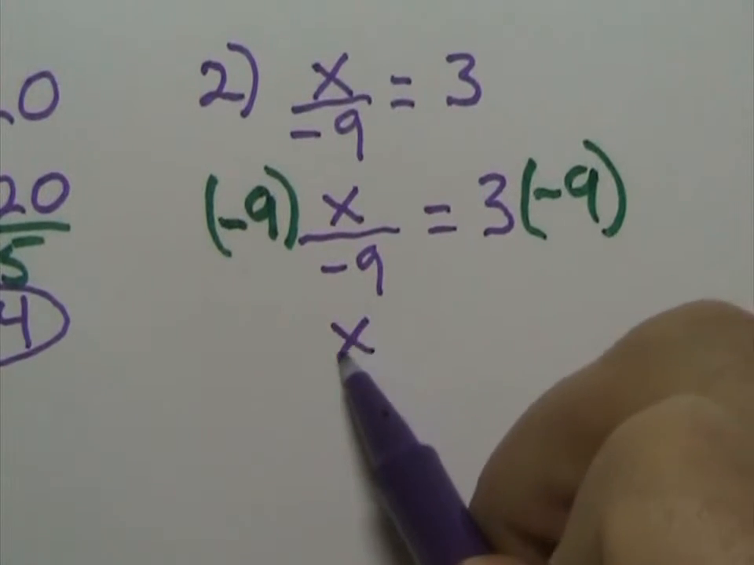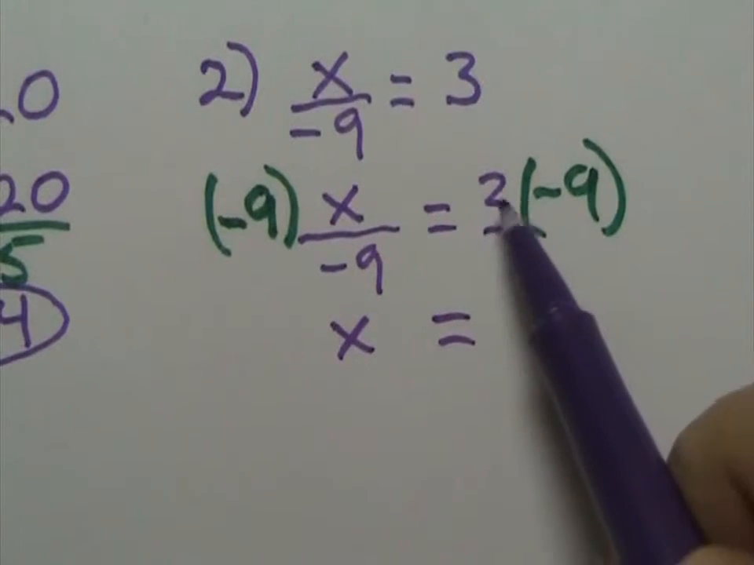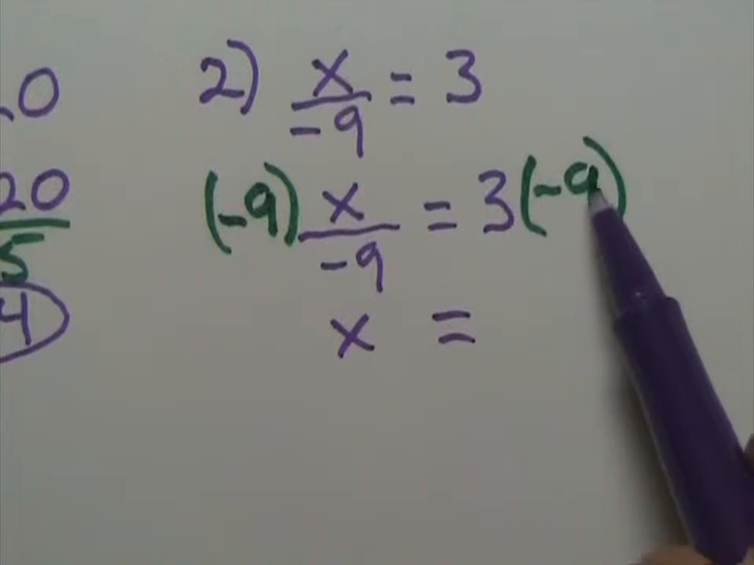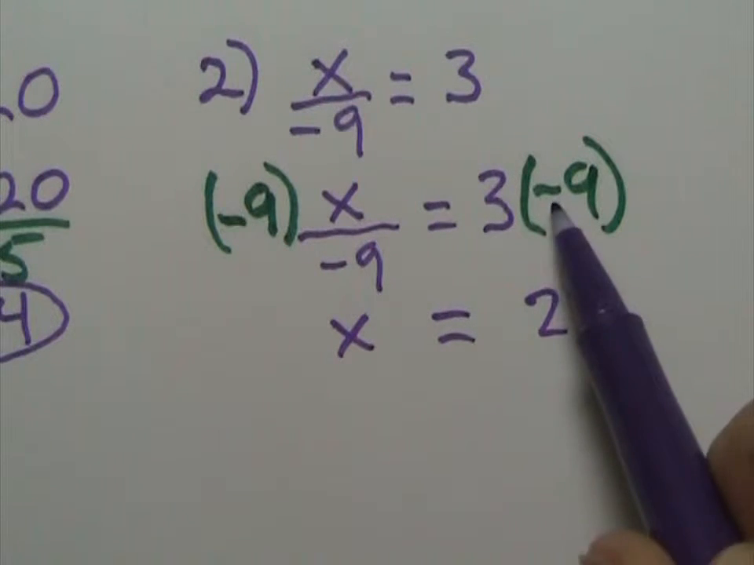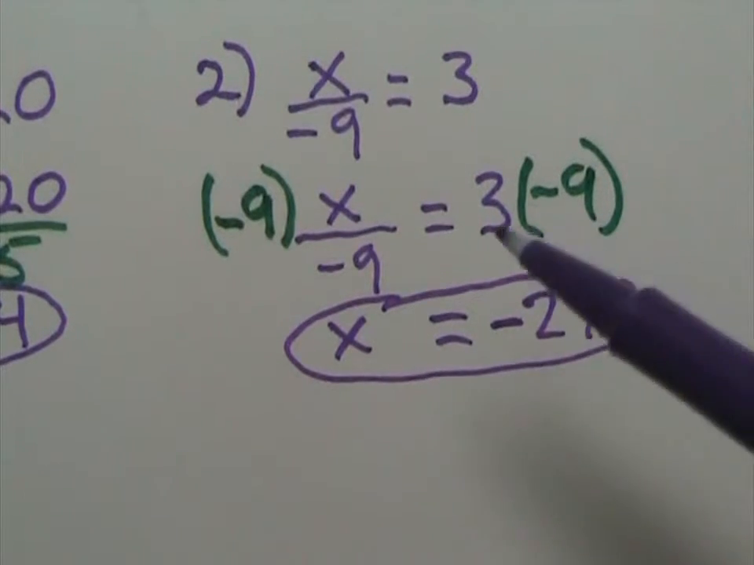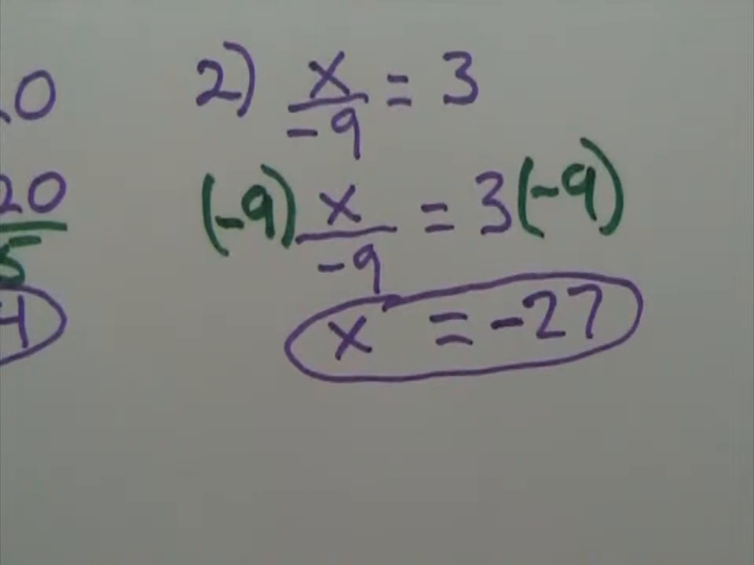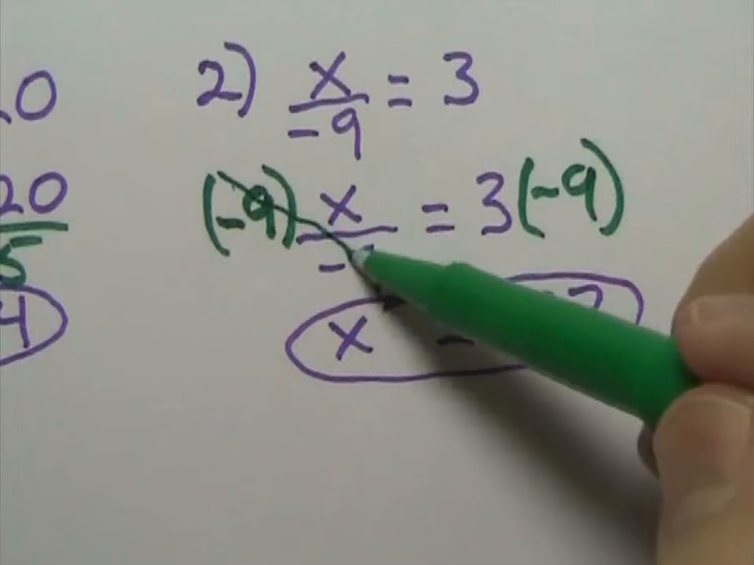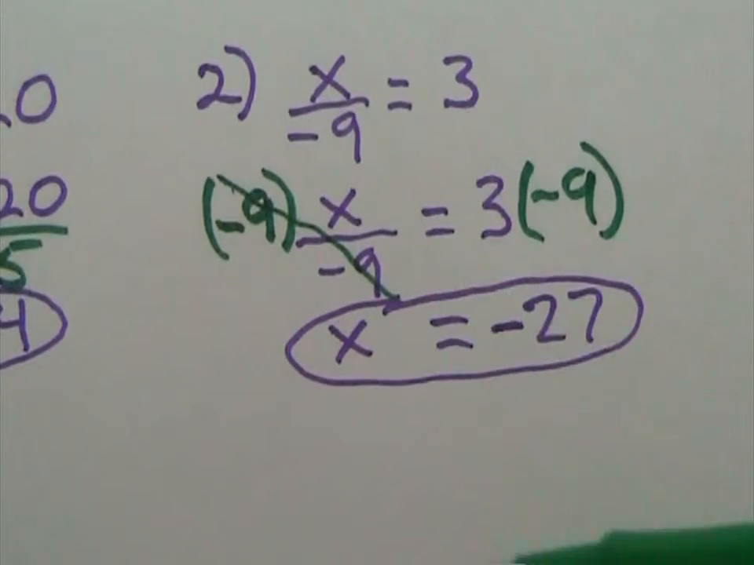And you're just going to be left with x equals 3 times 9 is 27. And there's one negative, so it's negative. So these cancel right here. This comes out to be 1.